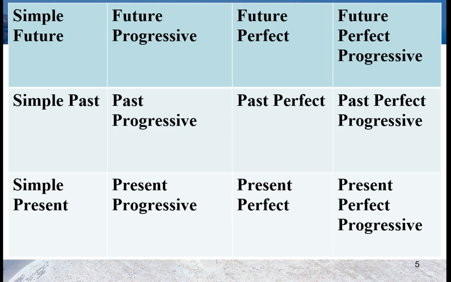Again, you can consider it your 4 fingers. Simple present, simple past, simple future. This is your index finger. Present progressive, past progressive, future progressive. Present perfect, past perfect, future perfect. Present perfect progressive, past perfect progressive, future perfect progressive.